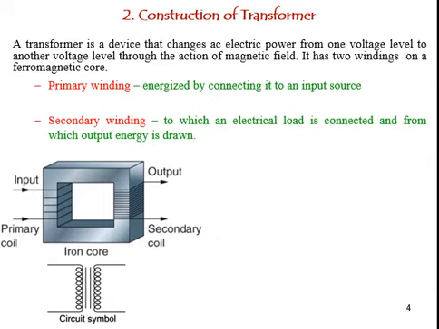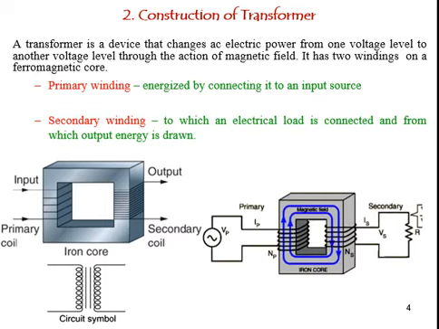If we see in the figure, we note that the left side of the core contains the primary winding on the input side. Similarly, on the output side there is the secondary winding. The circuit symbol is depicted below.